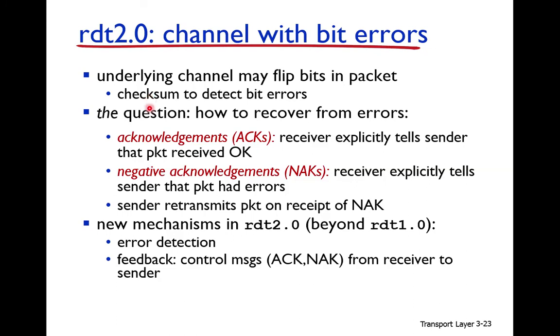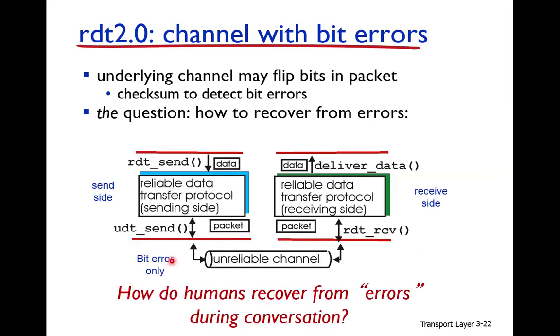The second thing is the feedback. Feedback means that when the receiver receives the data without bit error, it should send a positive acknowledgement that the data is received correctly without bit error. And if the data is received with bit error, the receiver should send a negative acknowledgement that the data is received with error. So what does it mean? The sender should resend the data.